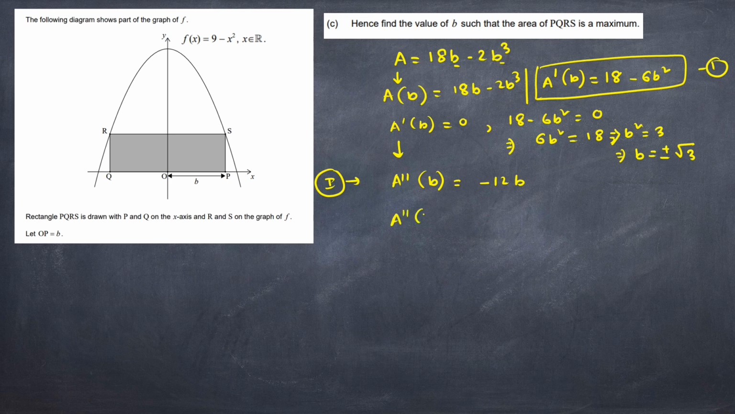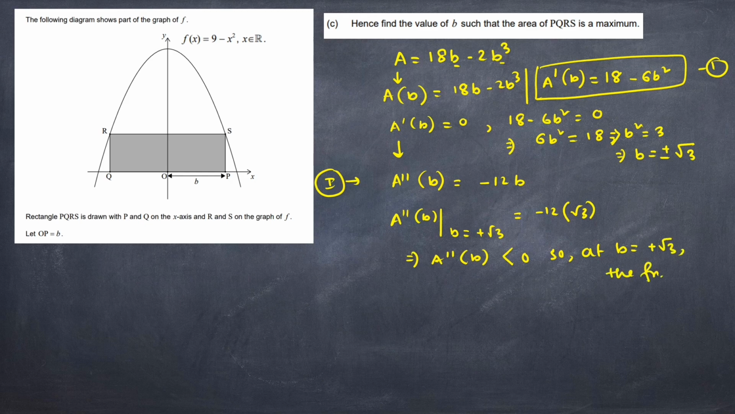So A double dash of B at B equals to plus root 3 is equal to minus 12 into root 3. So this value is less than 0. So for this case, A double dash B is less than 0. So at B equals to plus root 3, the function that is A of B has maximum value. This we have deduced.